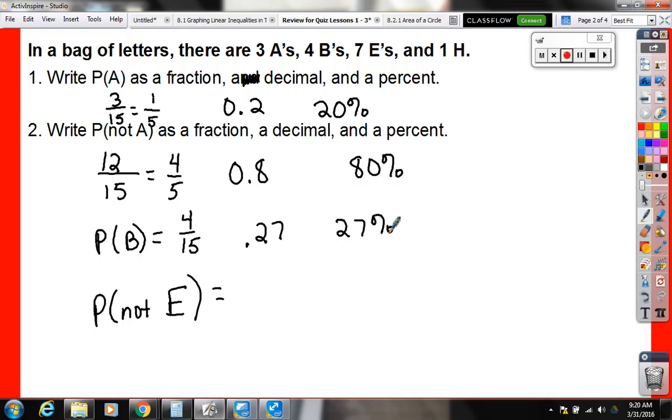Talia, what's the probability of not E? 3 out of 15. What was that? 8 out of 15. Good, 8 out of 15. Does that reduce, Talia? No, does not. Questions, Alana?